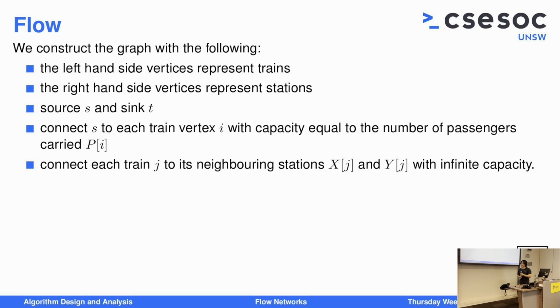Essentially we have our passengers coming in from the left to these train vertices. And then we connect each train j to its neighboring stations Xj and Yj with infinite capacity. Some intuition for why it would be infinite here is that as many people can run from the train to the station, only inhibited by the capacity of the station. They could all just wait outside the station, but they would still have to be rescued. And how do we represent the final part, which is the capacity of the train station?